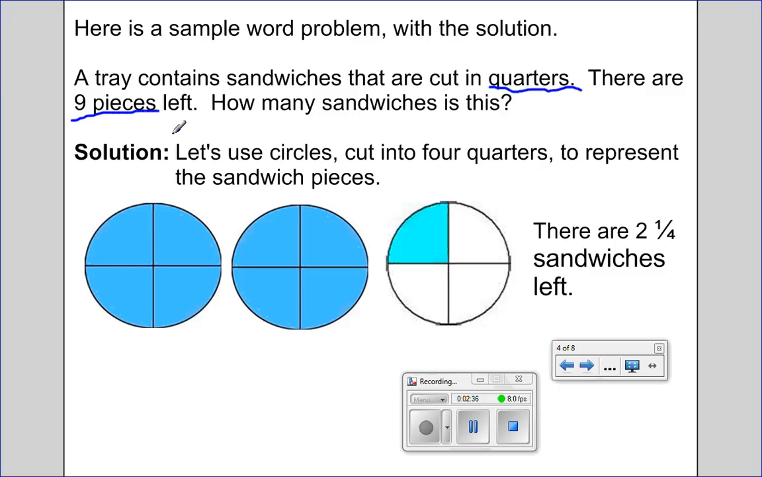I've drawn 3 circles cut into quarters. I'm going to color in the first 2 circles because that will give me 4 plus 4 equals 8 pieces. That means I need to color in 1 more piece. So I've got a total of 9 quarters colored in. Looking at this diagram, I've got 1 whole, 2 wholes, plus 1 quarter, meaning that there are 2 1/4 sandwiches left.